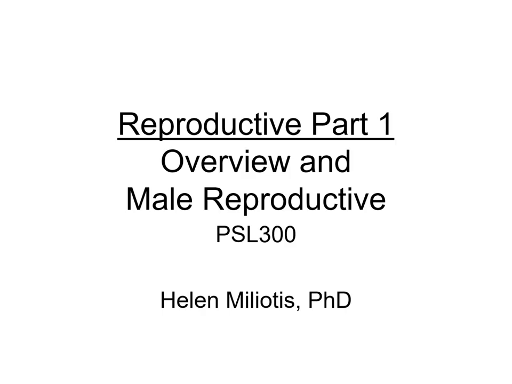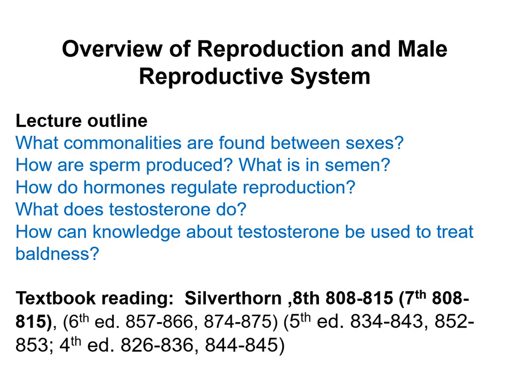As we begin this lecture series on reproduction, we will look at an overview first and then continue on to common features of male reproductive physiology. Here are some of the questions that we'll be examining in more detail, as well as the relevant textbook readings. We're going to begin to talk about commonalities that are found between the sexes and some basic concepts of mitosis and meiosis. And then we will move on to male gamete production in terms of sperm and what is in semen. Then we will transition to hormones and how they regulate reproduction and look at those in more detail.